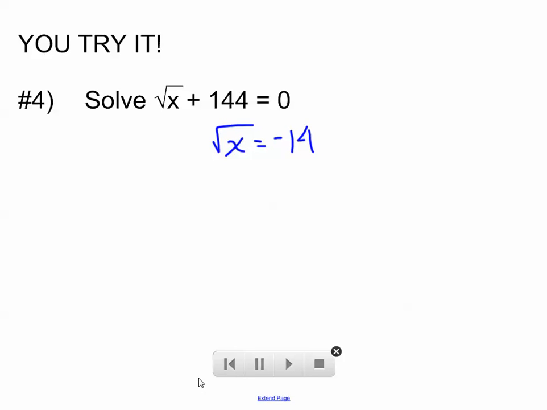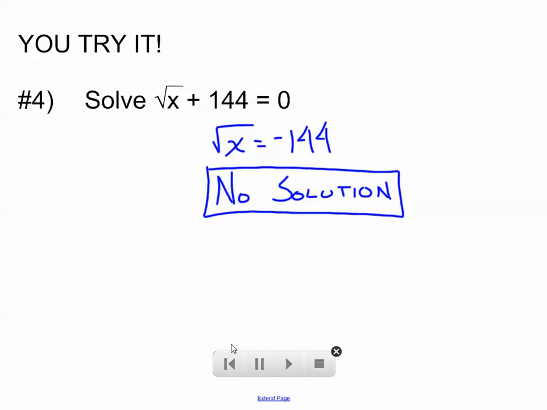Subtract 144 from both sides. How can you take the square root of something and have it equal a negative number? You can't. So at this point, I don't even need to go any further. If I square both sides, I'll get a solution, but it'll be what we call an extraneous solution. So we don't want that. We'll just stop right here and say no solution.